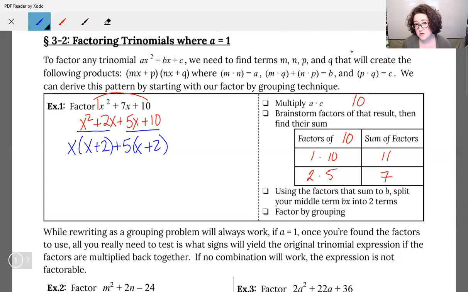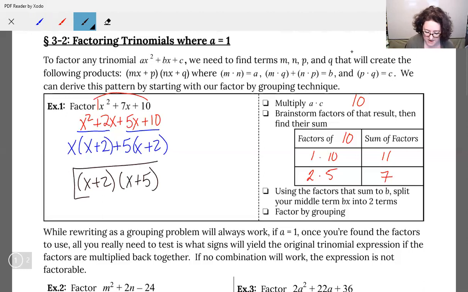If we apply our factor by grouping, then our final solution comes out to be x plus 2 was our common group, and our leftovers were x plus 5. And we are now fully factored out. So that's where this methodology comes from.